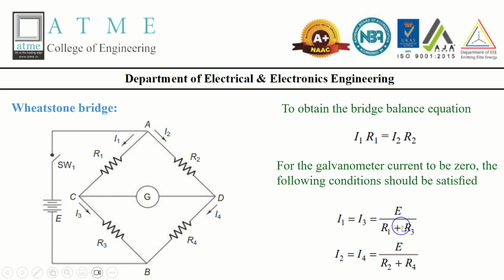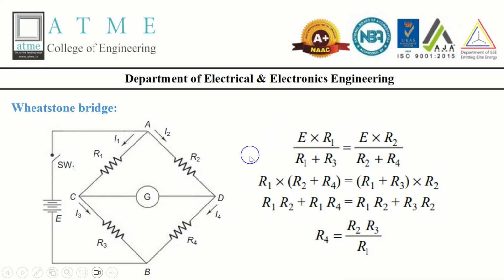Now we need to substitute these equations: for I1 I will substitute E divided by R1 plus R3, whereas for I2 I will substitute E divided by R2 plus R4. After substitution, the unknown resistance R4 is equal to R2 into R3 divided by R1. This is your theory part.